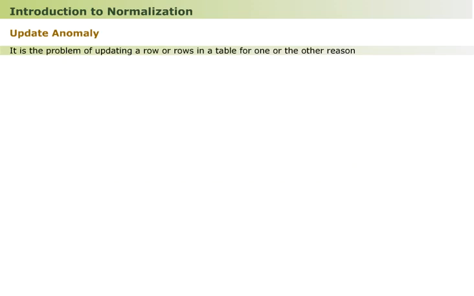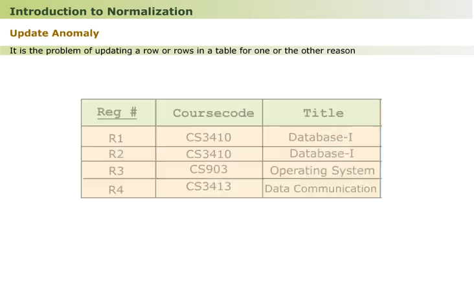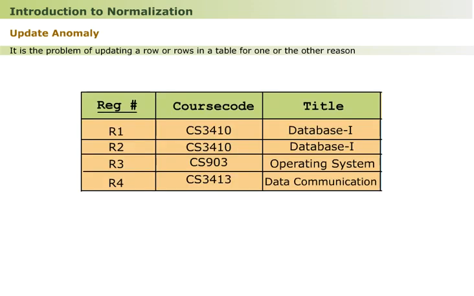Update anomaly. It is the problem of updating a row in a table for one reason or another. For example, in the table course, if it is required to update the course title, database 1, then it needs multiple updates due to redundancy. Thus, the course table has the update anomaly.